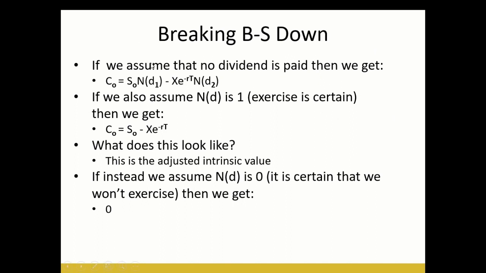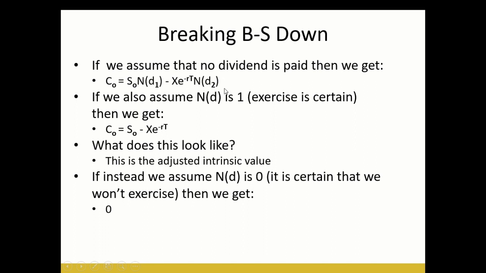Okay. First of all, if we assume no dividend is paid for the stock, then we can get this format. C is equal to S times the normal distribution N(d1) minus X. This is a continuous discounting format. This is very similar to X divided by 1 plus RF, but we use a continuous discounting format, times the normal distribution.